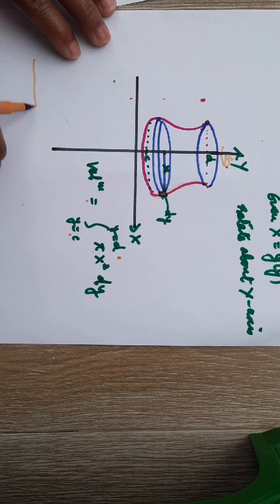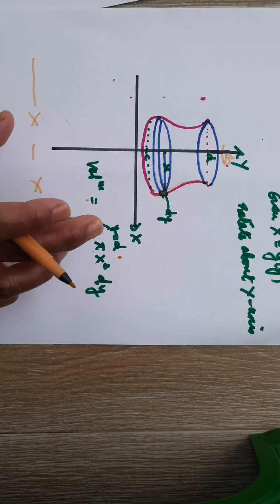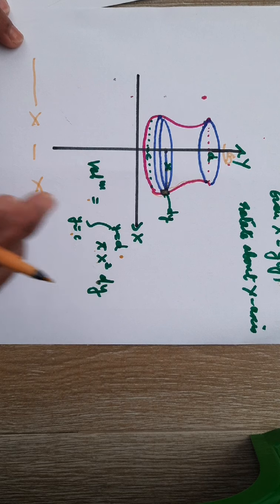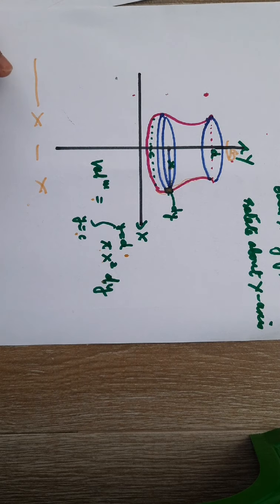Hope it is clear now how we can derive the equation of the volume of solids of revolution about the x-axis and the y-axis. In the next video, I'm going to explain how to derive the formula for the surface area of solids of revolution.